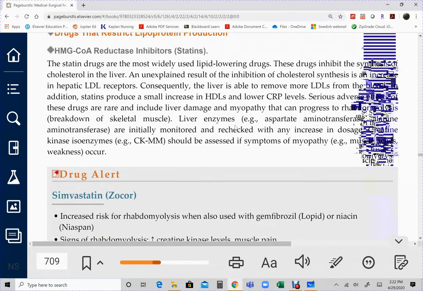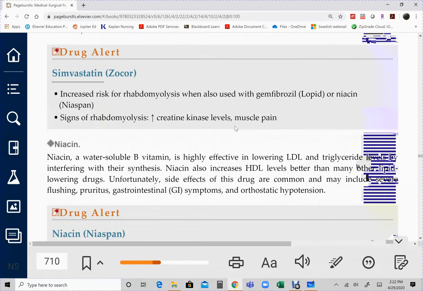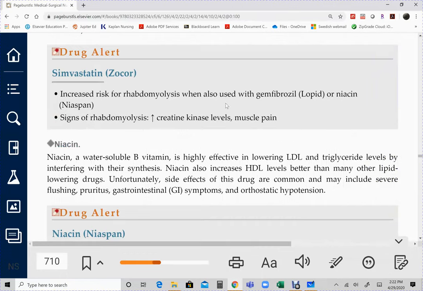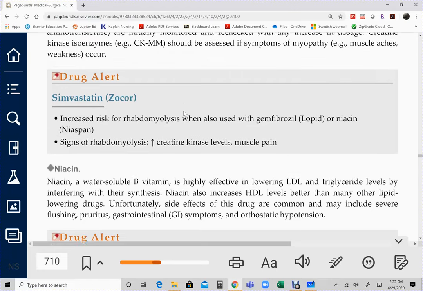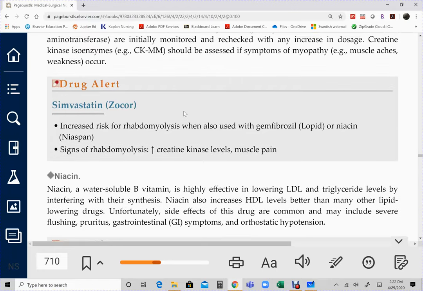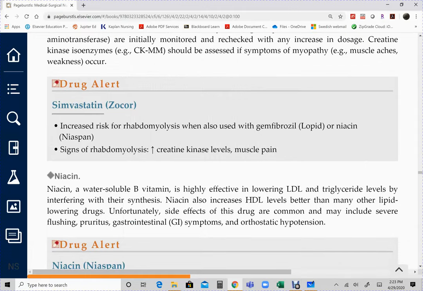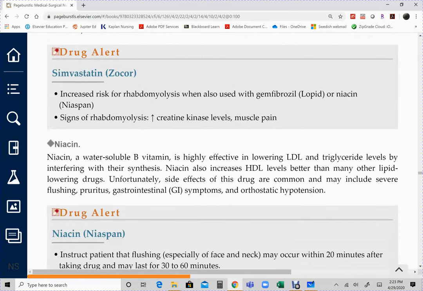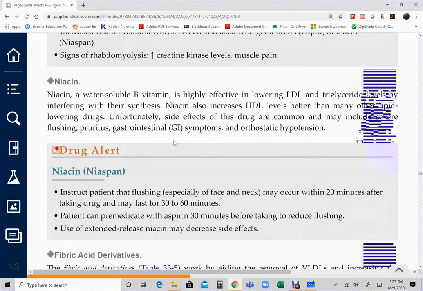They discuss these further and they even have drug alerts here. So I may grab drug alert questions here and turn them into a test question. Okay. These are important and this is life-threatening. Rhabdomyolysis can cause acute kidney injury and may lead to death. So that's for simvastatin, especially when you use it, again, I think we mentioned this earlier, with gemfibrozil. It will increase the risk, or with niacin.